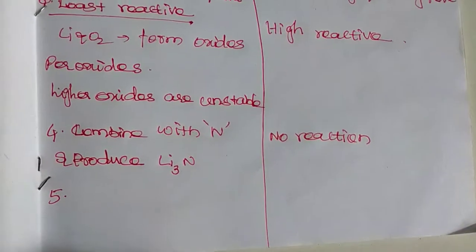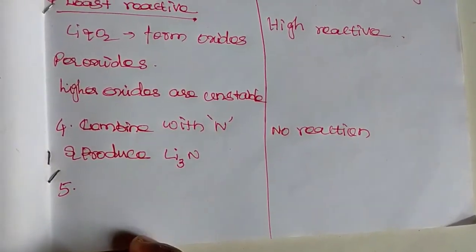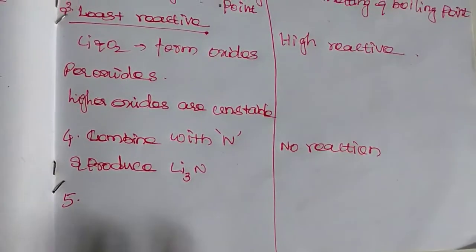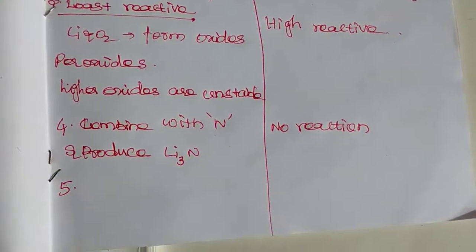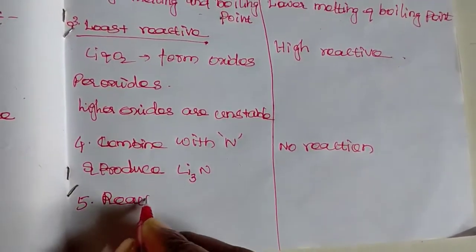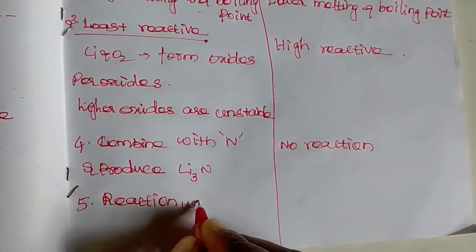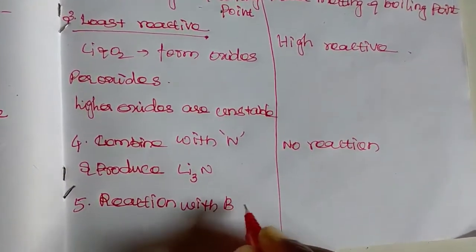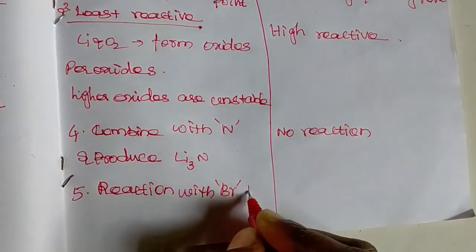The next character is that lithium can react with bromine, but in a slow reaction. Reaction with bromine is slow.